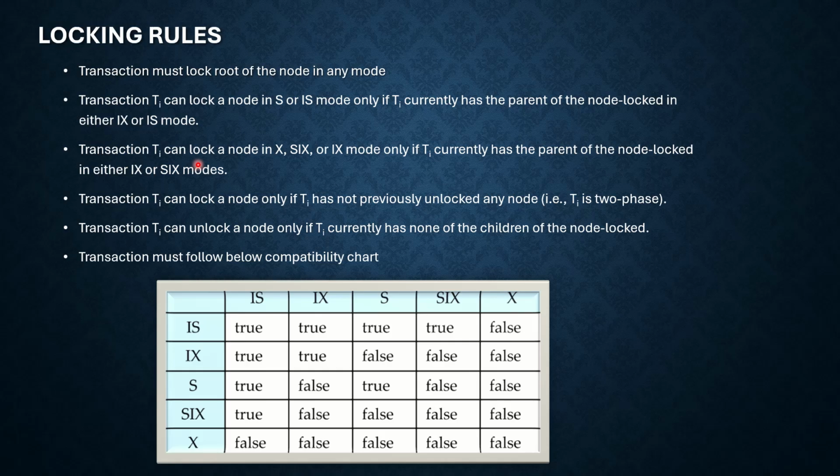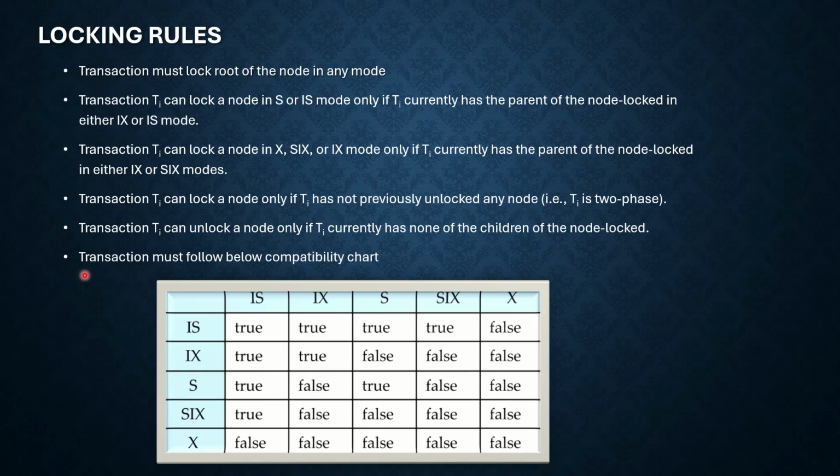Transaction Ti can lock a node in X, SIX or IX mode only if Ti currently has the parent of the node locked in either IX or SIX mode. Transaction Ti can lock a node only if Ti has not previously unlocked any node; that is, Ti is two-phase. Transaction Ti can unlock a node only if Ti currently has none of the children of the node locked.